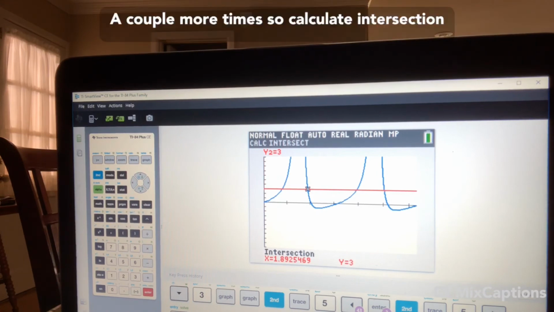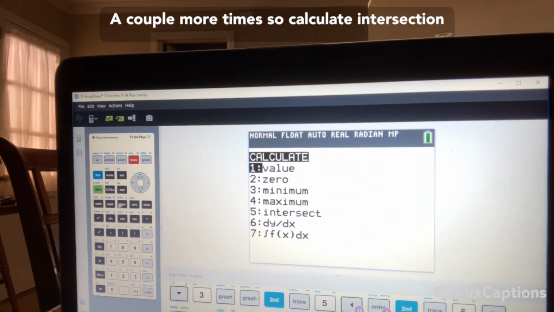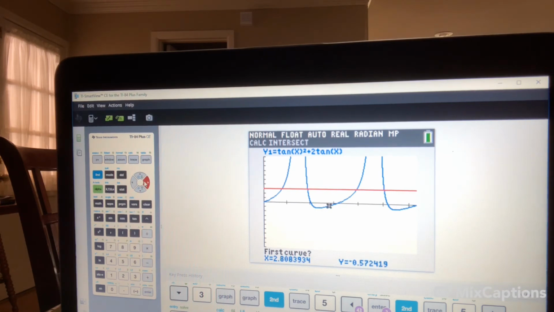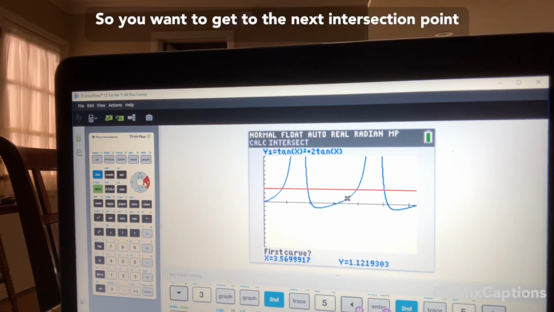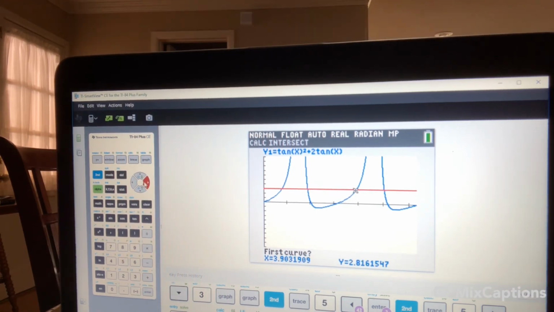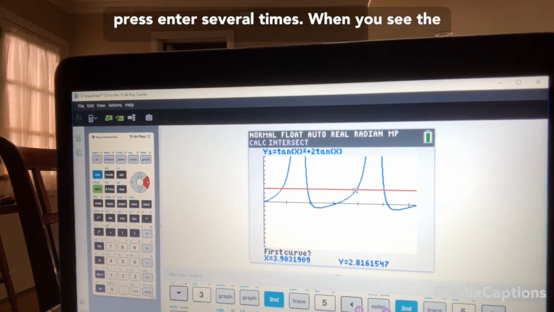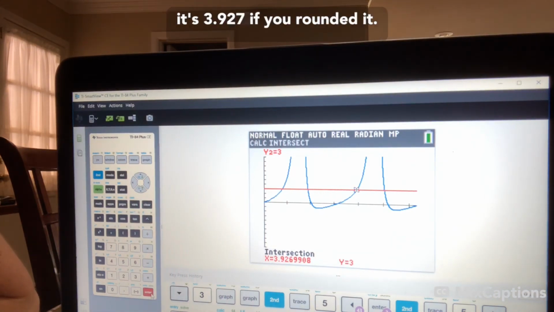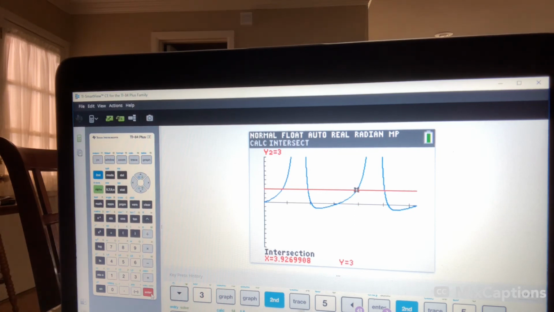Okay. A couple more times. So calculate, intersection, number 5. And I'm pressing the right arrow now. So you want to get to the next intersection point. Press enter several times. When you see the word intersection, that's your answer. So it's 3.927 if you rounded it.